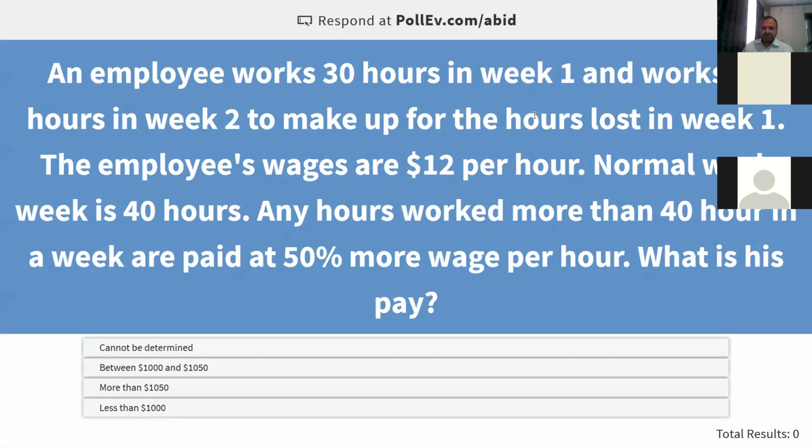An employee works 30 hours in week 1 and works 50 hours in week 2 to make up for the hours lost in week 1. The employee's wages are $15 per hour. A normal work week is 40 hours. Any hours worked more than 40 hours in a week are paid at 50% more than the wage per hour. What is his pay? It will be less than 1,000, more than 1,050, between 1,000 and 1,050, or it cannot be determined.